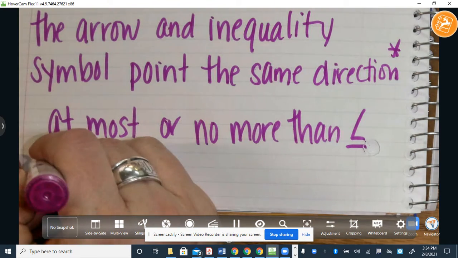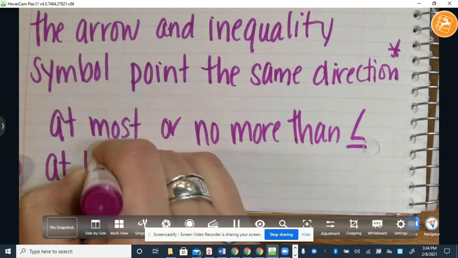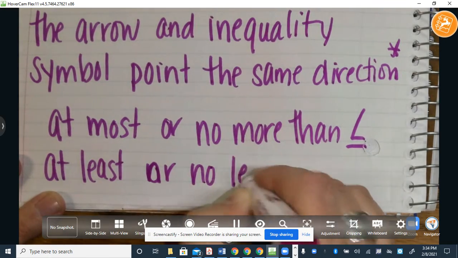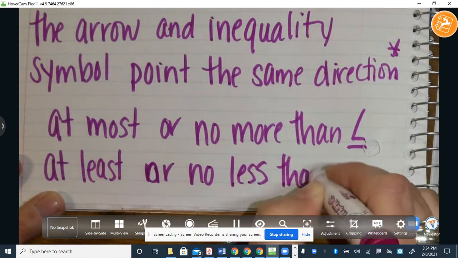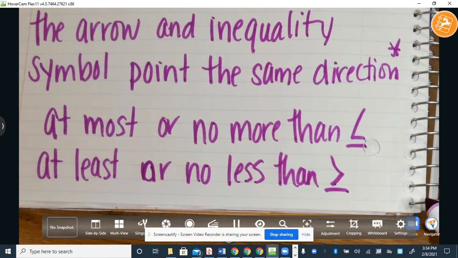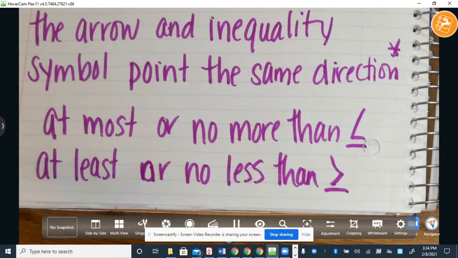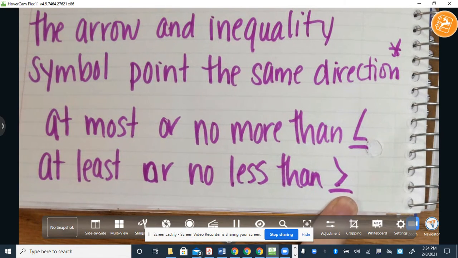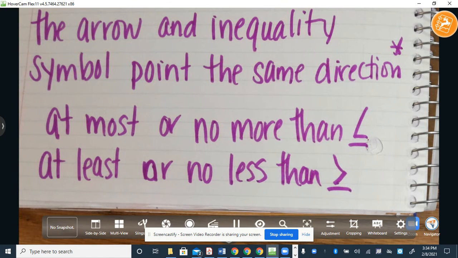Okay? At least or no less than is greater than or equal to. When you're riding rides at an amusement park, or riding rides at a water park, normally they have a place for you to stand and measure to see how tall you are. You have to be at least this tall to ride that ride. At least. You can be no less than. You can be taller than it, but you can't be any shorter than it. And those have a lot to do with safety measures.